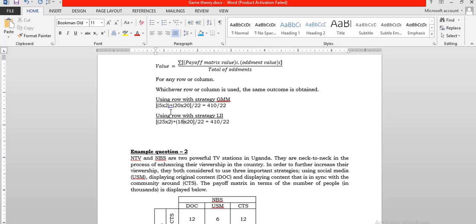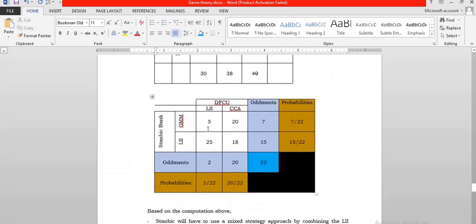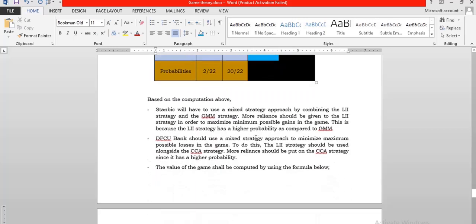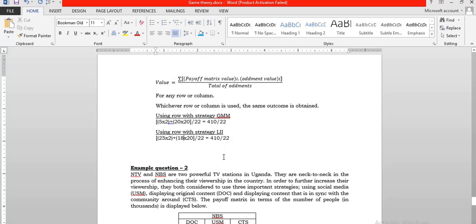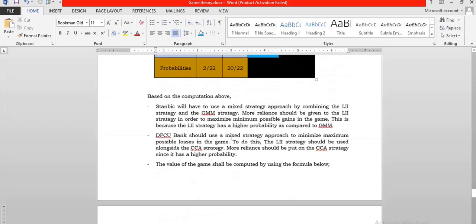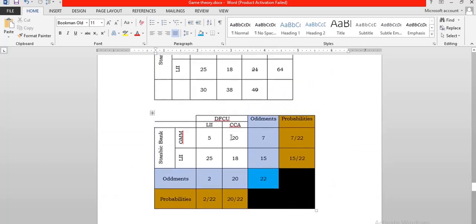The logic is the same. You get the payoff matrix value multiplied by the corresponding oddment value. In the case of columns here, we shall have 5 times 7 plus 25 times 15, and divide everything by 22. We should get the same answer, which is 410 out of 22. Now, what does this 410 out of 22 mean? It means this is the maximum possible value that Stanbic Bank can gain in terms of number of customers, by applying a mix of LII strategy and GMM strategy.